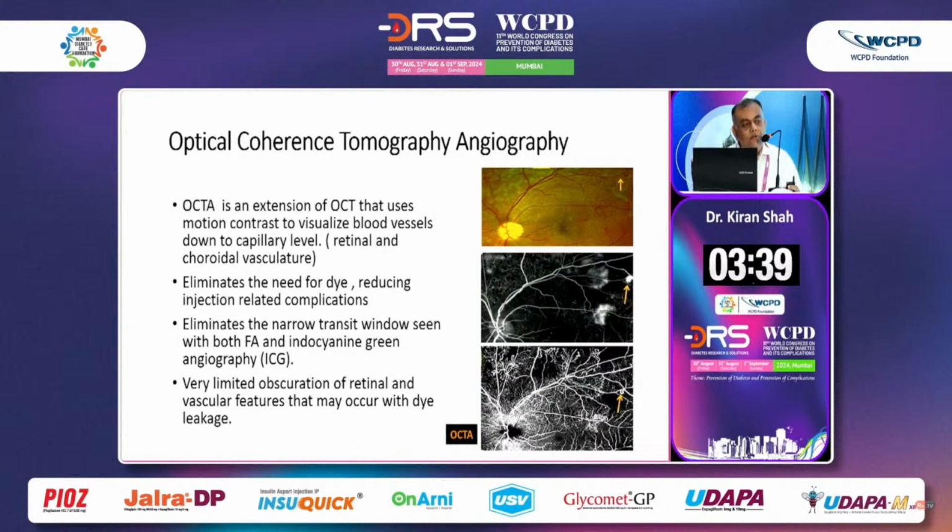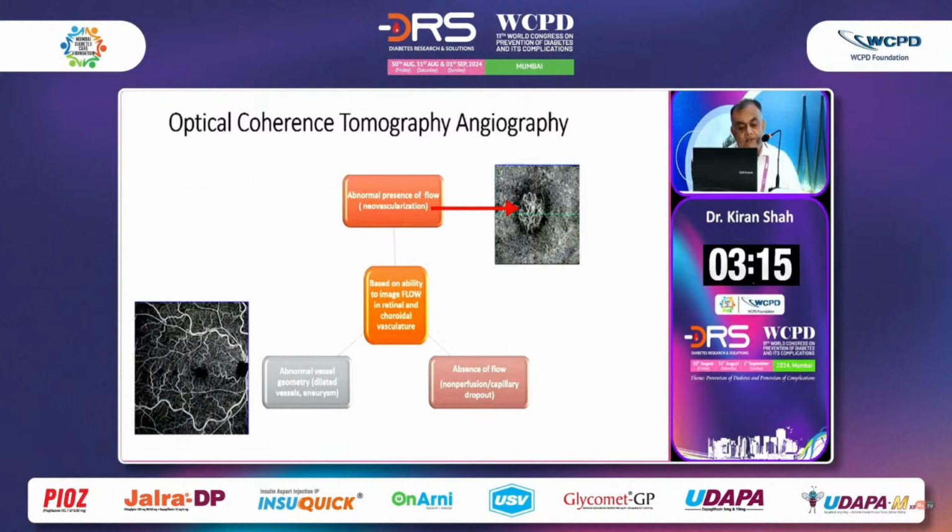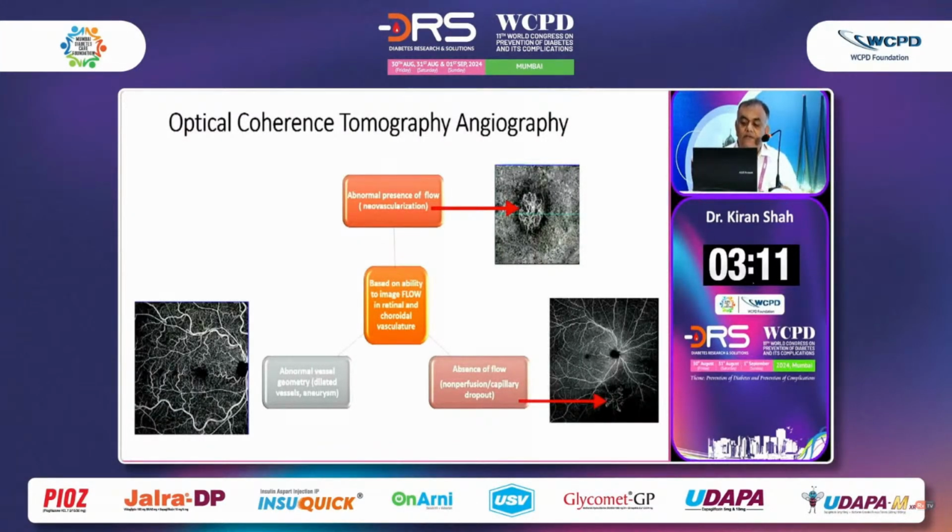But if you look into the OCTA image, you will see those new vessels, which are NVE, and even the loop can be seen here, which is very classically seen. So you are using the patient's RBCs to actually image the retina and not pushing any dye inside. So it's non-invasive. For CKD patients, I think this is one of the best tools to be used. It helps us to show the abnormal presence of flow or neovascularization, abnormal vessel geometry, as in central retinal vein occlusion.